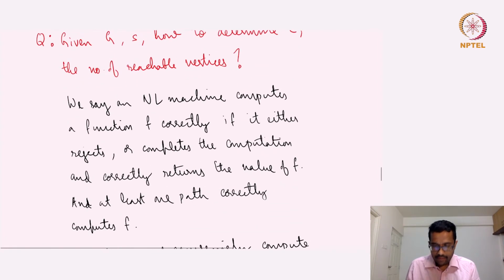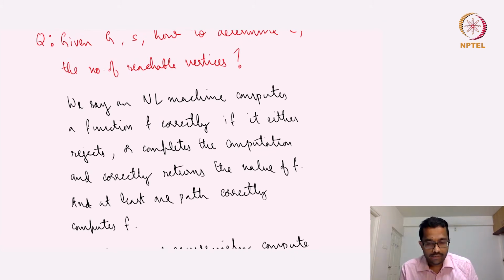So first up, we need to see what it means for a non-deterministic machine to compute a function. Here we are trying to see how a non-deterministic Turing machine computes the number of reachable vertices. We say that a non-deterministic machine correctly computes a function if on each computation path it either rejects or correctly estimates the function.